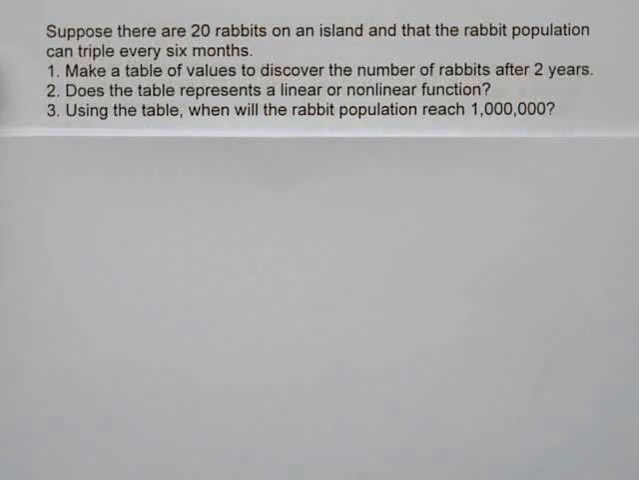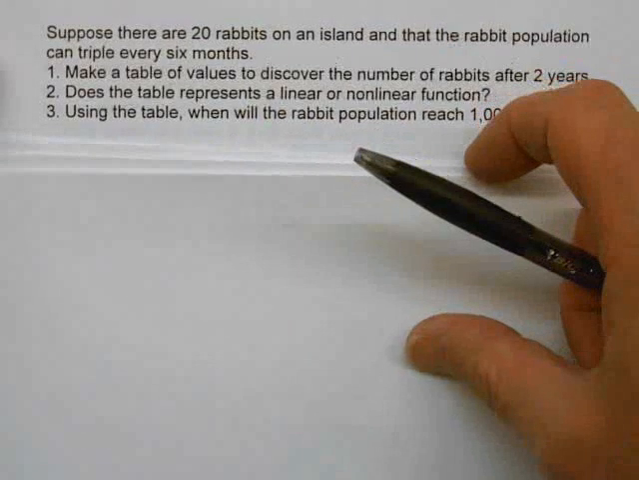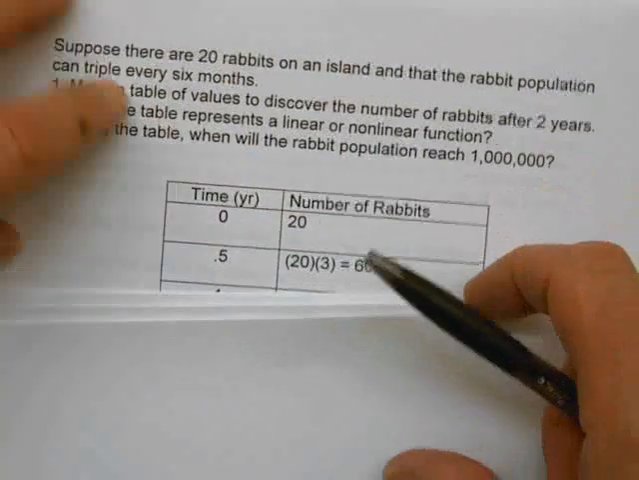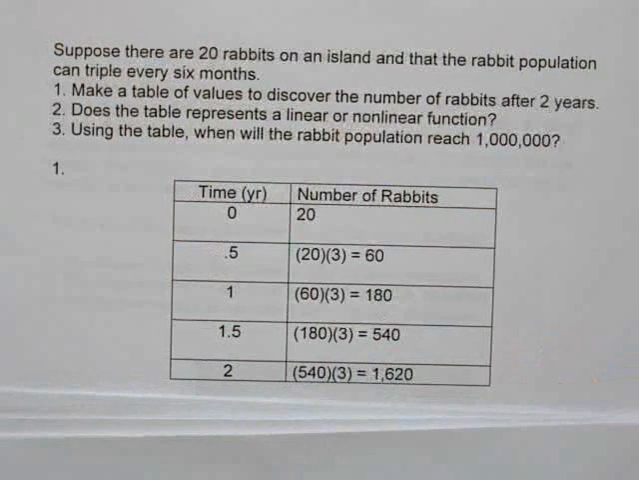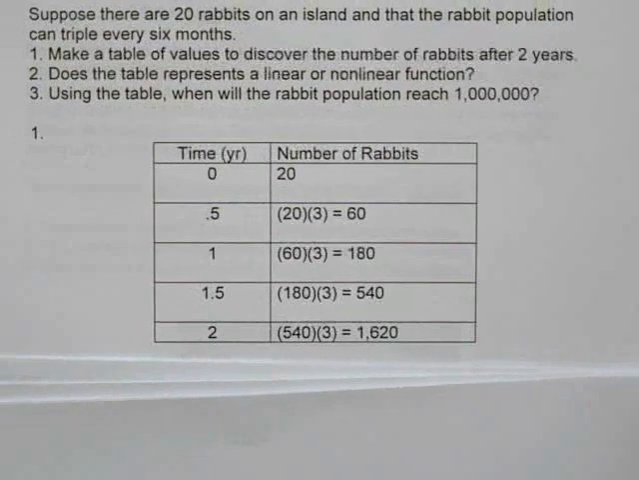Okay, so let's start with the first one. Let's make a table of values to discover the number of rabbits after 2 years. All right, I'm going to slide this down because I've already made a table. And let's see what we come up with. All right, so here's my table.